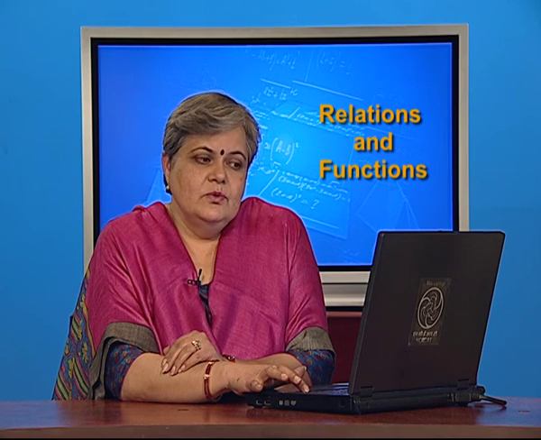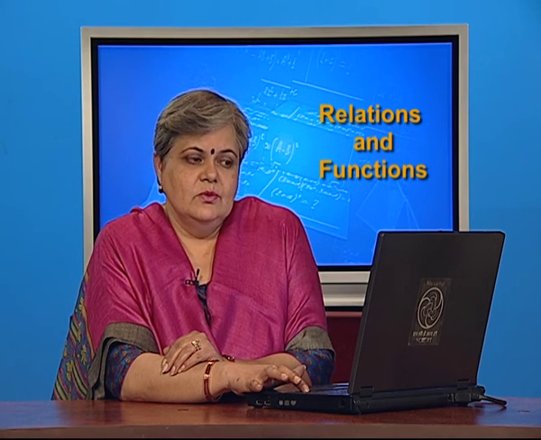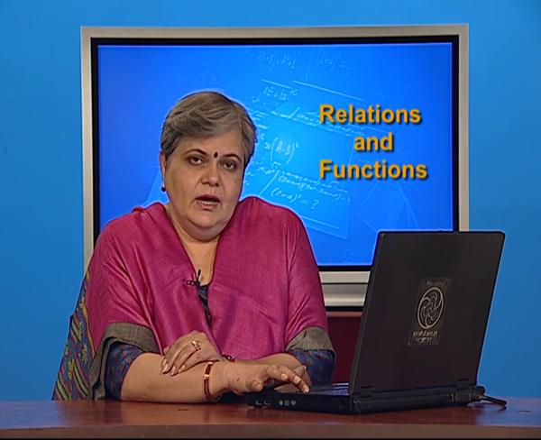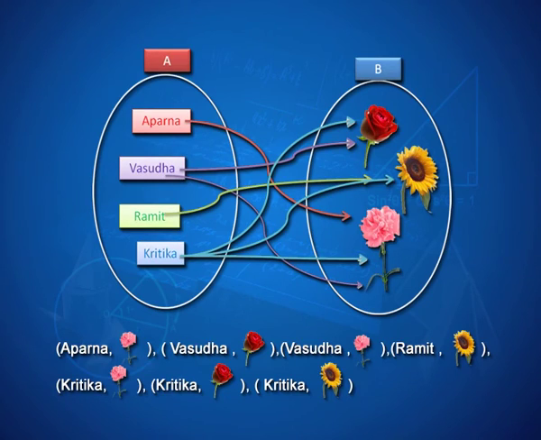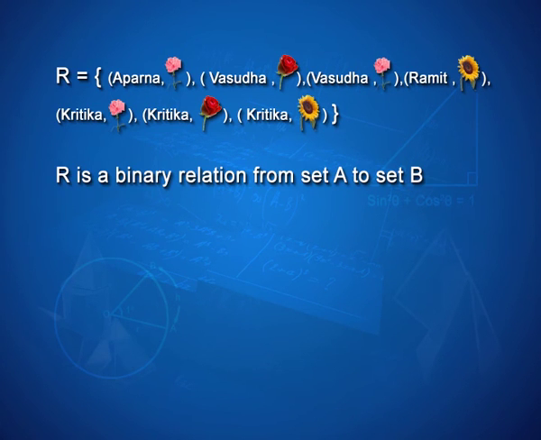Now, instead of using this representation which is referred to as the arrow diagram, I can list this association as an ordered pair. So, Aparna is now paired with carnation, Vasudha with rose and carnation. So, I have 2 ordered pairs, Vasudha and rose, Vasudha and carnation, and similarly other ordered pairs. These ordered pairs can always be put in one set, and this set is referred to as a binary relation from set A to set B.